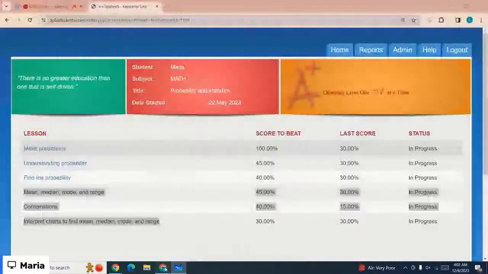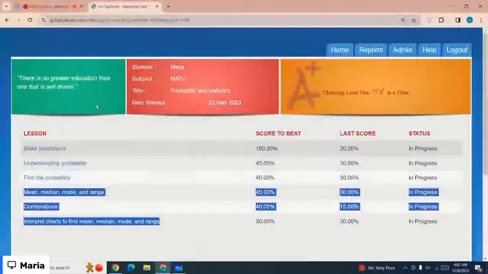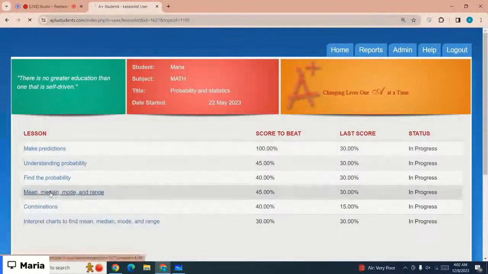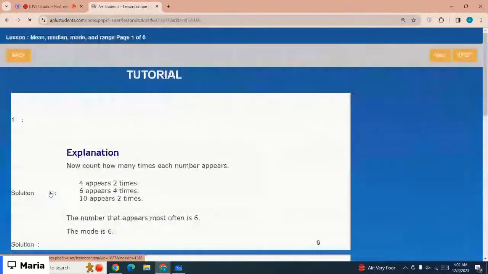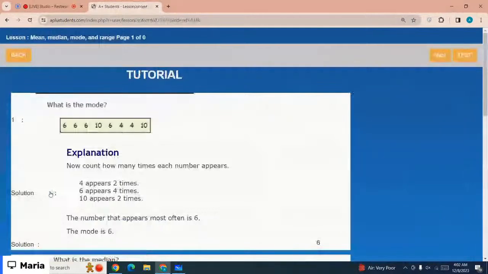Here I am on grade 4 math. We have already started the chapter probability and statistics in the last session. Today we're going to start with the lesson mean, median, mode and range. So the first example is mode. What is mode? Basically, mode is the number. You can note down the definition. I'm going to write it on the board.